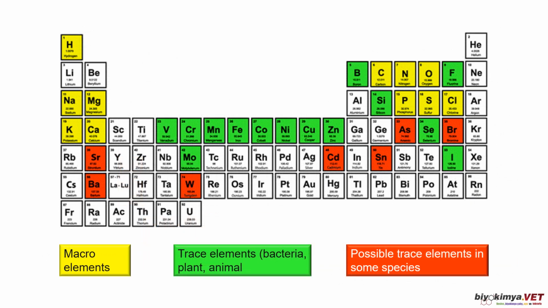And here are some elements given in different colors which are related to living things, and especially to mammals. The yellow ones we call macro elements because they exist at macro levels such as milligrams. The trace elements, and the red ones are possible trace elements, are found at about micro or nano levels. This is why we call them trace elements or micro elements.